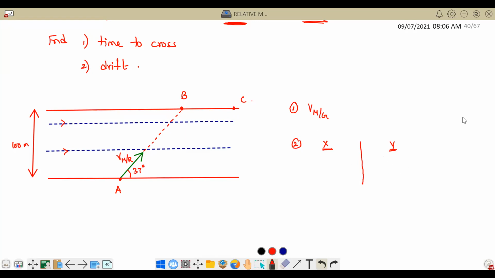Is the time 100 by 9 seconds, sir? 100 by 6. Yeah, correct. And the drift is 1300 by 6 meters, sir. Yeah, 13 into 100 by 6. That's it. Okay.